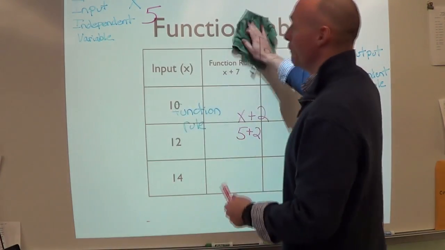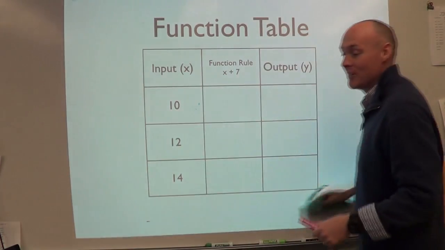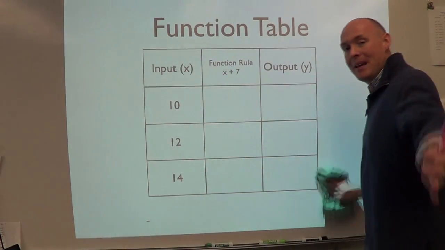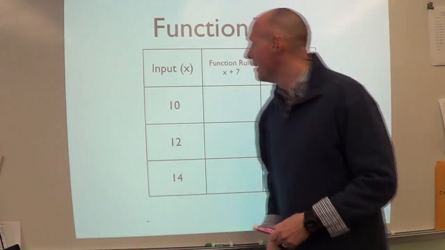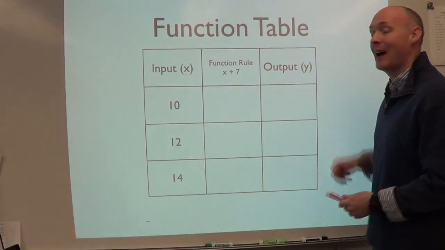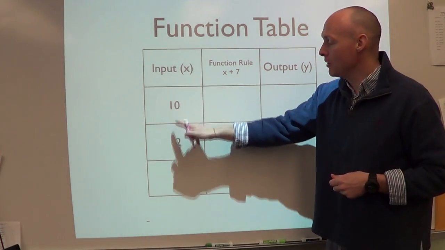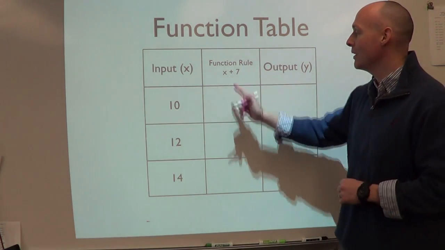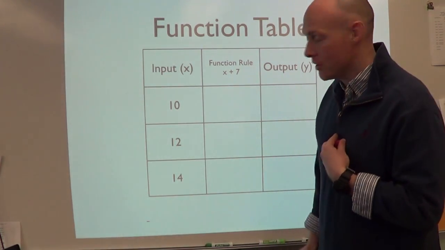Here I have a typical function table. And if I could erase it, you'd see it a little bit better. So instead of the machine graphic that I showed before, we can represent the same thing just through a table. I have inputs. I have my function rule. And finally I have my output. Notice I put X and Y. Inputs are given for us. Our function rule is given. My function rule is X plus 7. We don't know the outputs. It's our job to figure out what the outputs are.